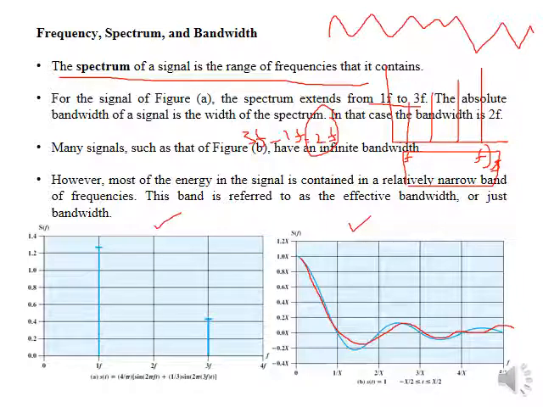So we are not going to use the infinite bandwidth. We will use some narrow band where we leave those frequencies that have less energy, and we pick only those frequencies that have significant energy.